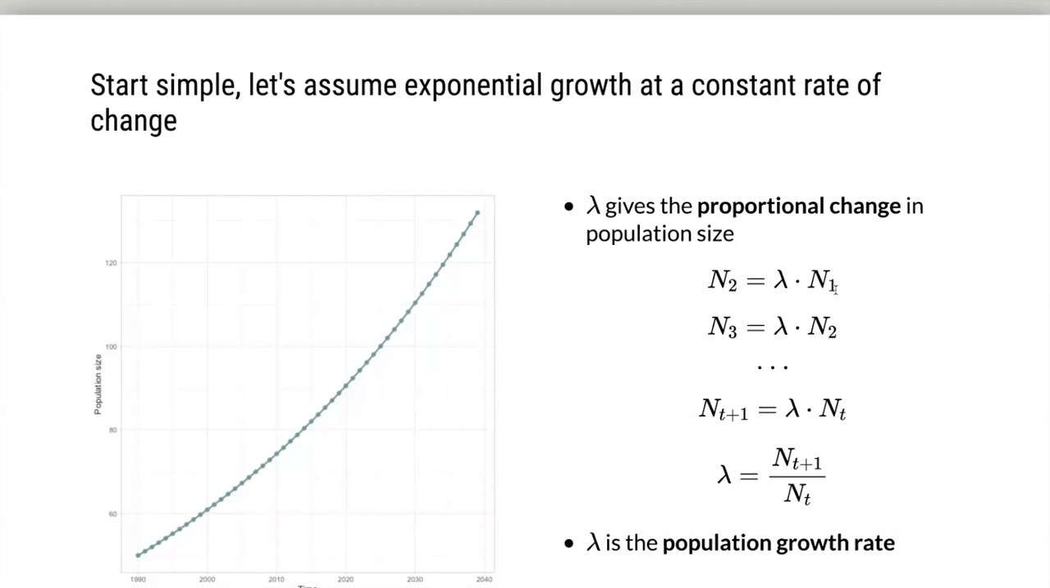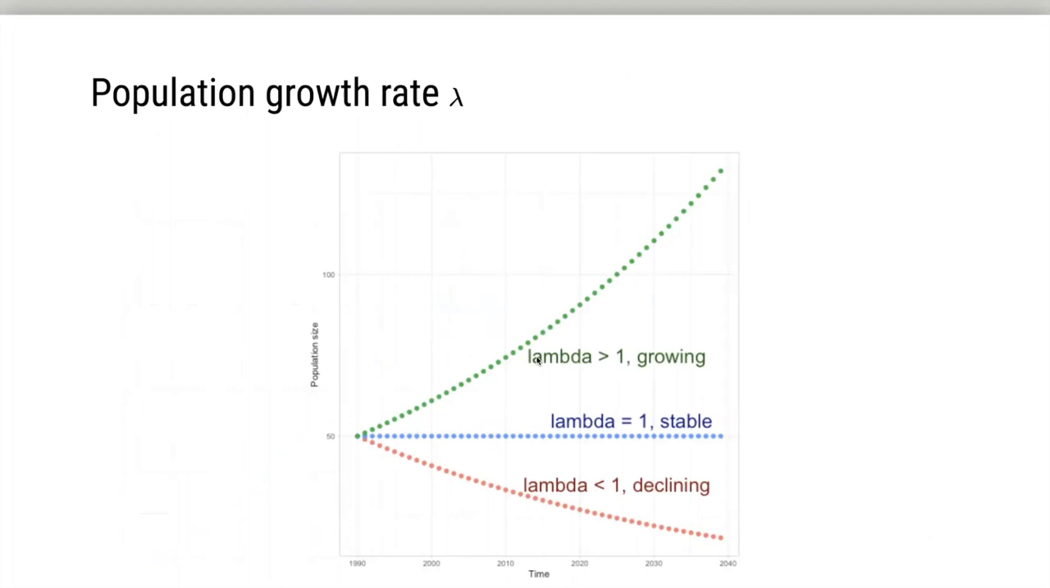Lambda is constant. So in this case, lambda is the population growth rate, which is unique because we just said that it doesn't change with time. So for this simple case, we know that if lambda is bigger than 1, the population is exponentially growing. If lambda equals 1, then the population is stable. That's the blue trajectory. And if lambda is less than 1, it means that the population is declining.